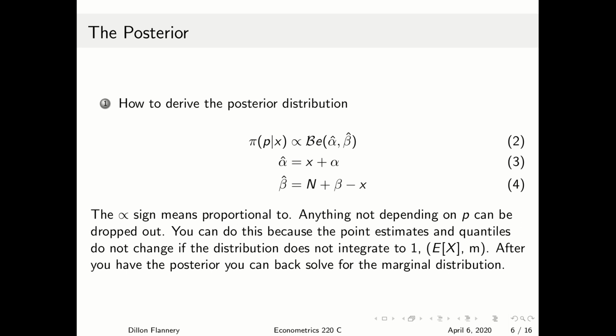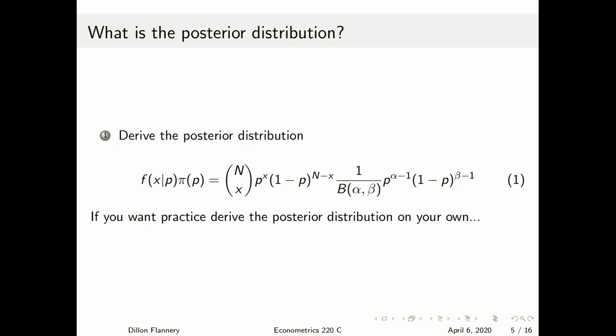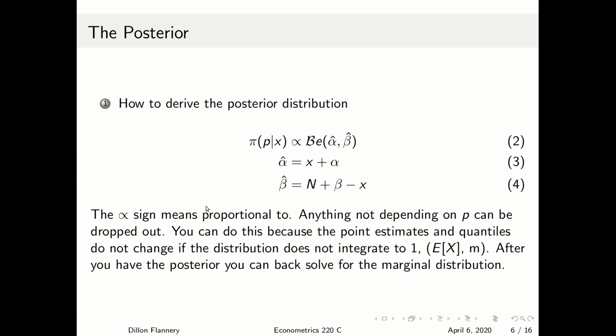Okay, if you want to derive the posterior distribution, you'll see this symbol a lot. You're going to see it a lot if you read about Bayesian stuff, and you'll probably see it a lot in this class. This is going to be your friend. This is the proportional to sign. In LaTeX, it's \propto if you want to write it out. This sign means that it's proportional to a constant of proportionality. So you can basically just drop everything out that doesn't have p in it. You don't need to even worry about it. Anything not depending on p can be dropped out, okay?